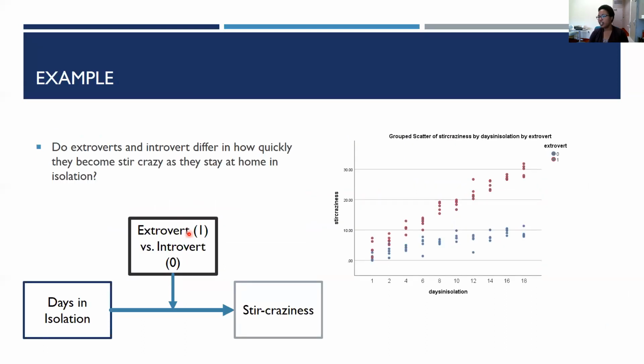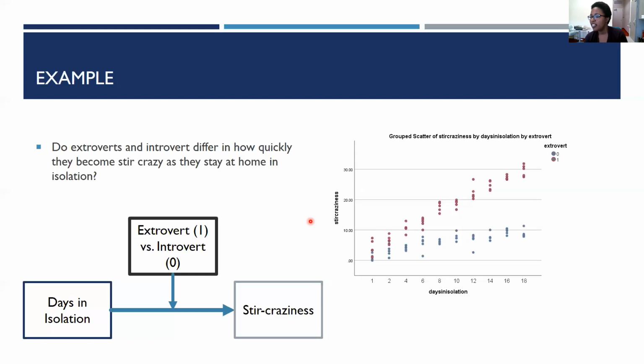Okay, so here is what's called a grouped scatter plot of our data. Since it's fake data, you can see a very, very clear trend already. This is extroversion as a dummy variable. So we have coded our introverts as 0, and you can see their blue dots are down here, and our extroverts are coded as a 1, and so the red dots are up here. Days in isolation is our independent variable, and stir craziness is our dependent variable.